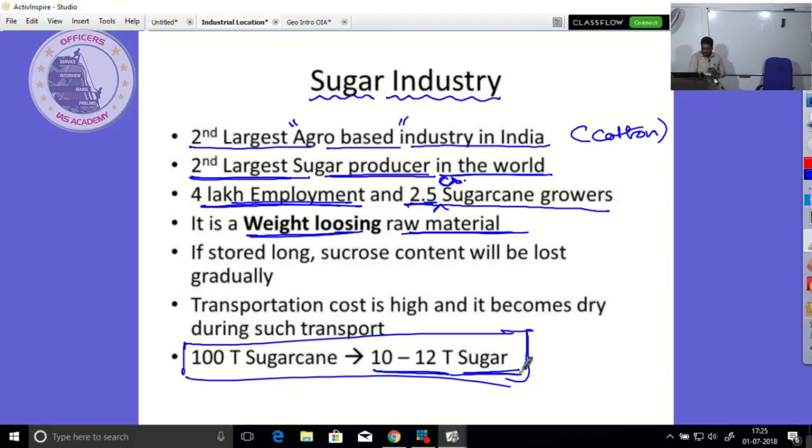It is not only this factor. When I talk about the storage and transportation of sugarcane, there also we have a problem. When I talk about storage in the long term, the sucrose content will reduce.